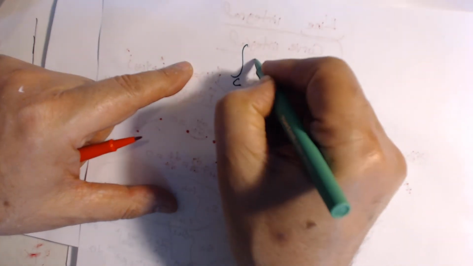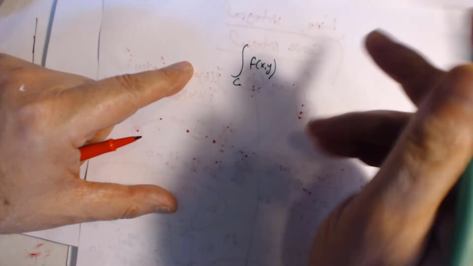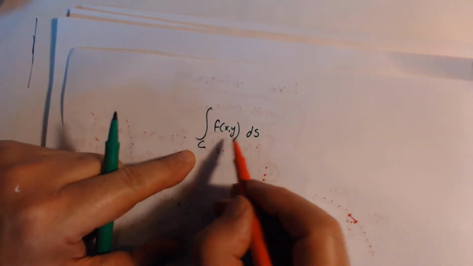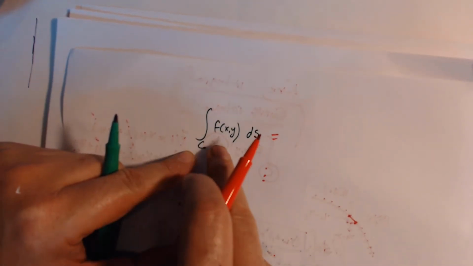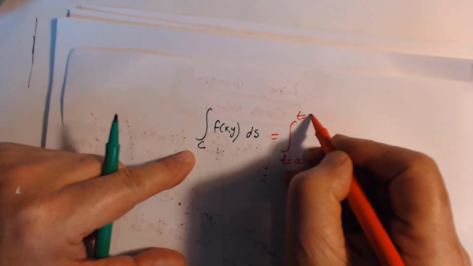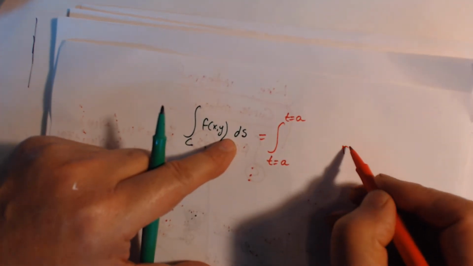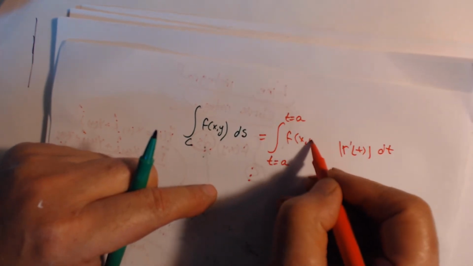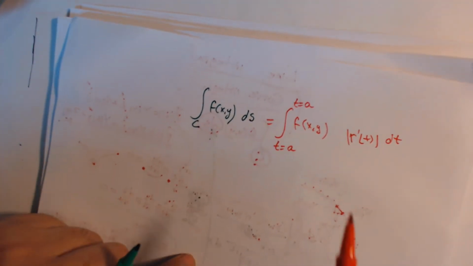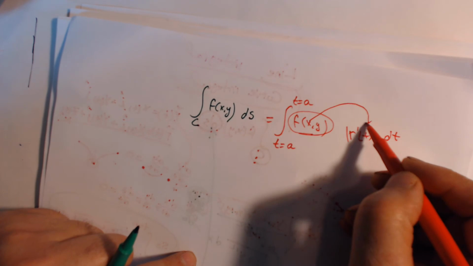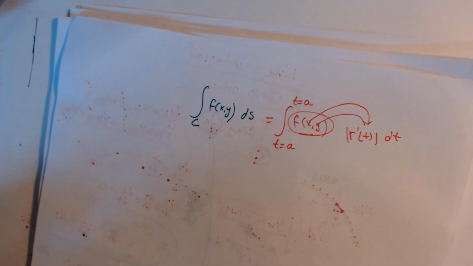Somebody said, okay, if you want to do a line integral of a function of x and y, and you want to put a ds right here, I can easily change this to a definite integral by replacing t equal to a, t equal to b, and instead of ds you put the magnitude of r prime of t dt. But what am I going to do with that x and y? For a function of x and y, you have no choice but to parameterize it as a function of t.